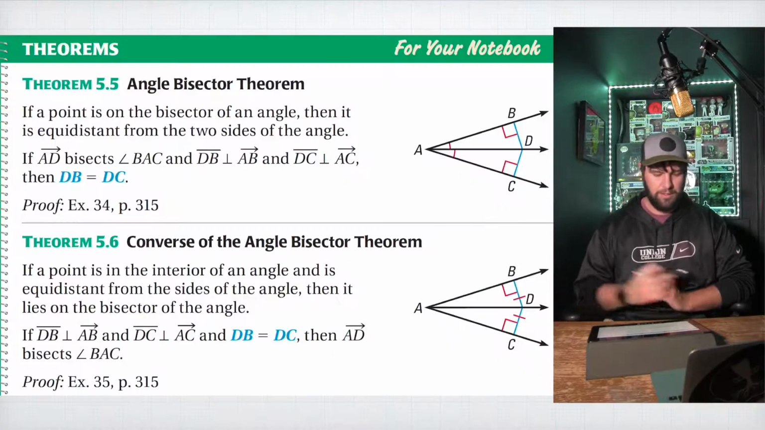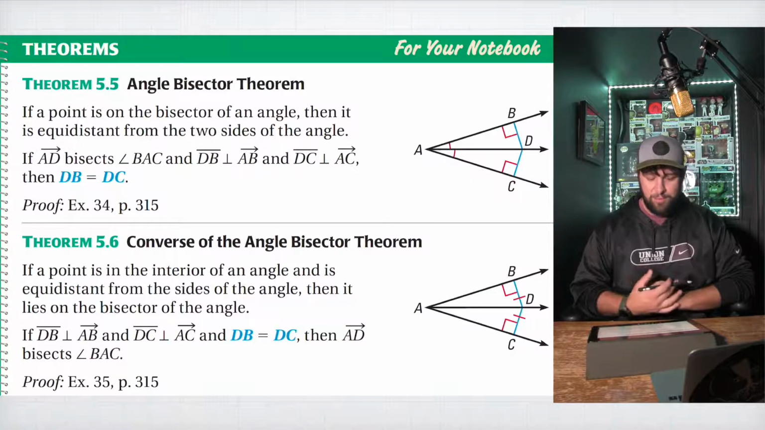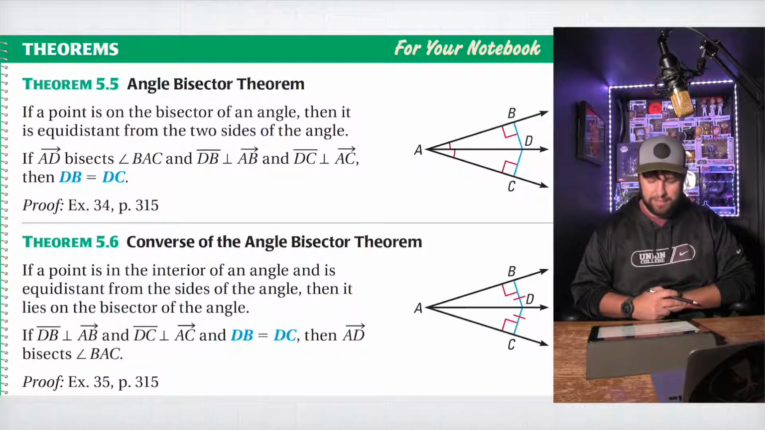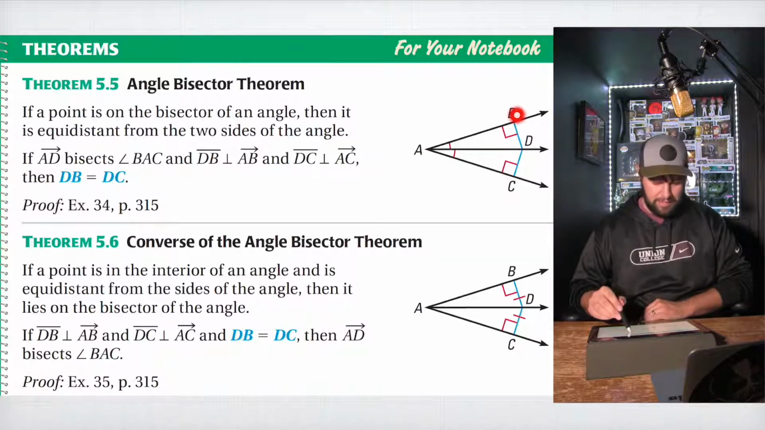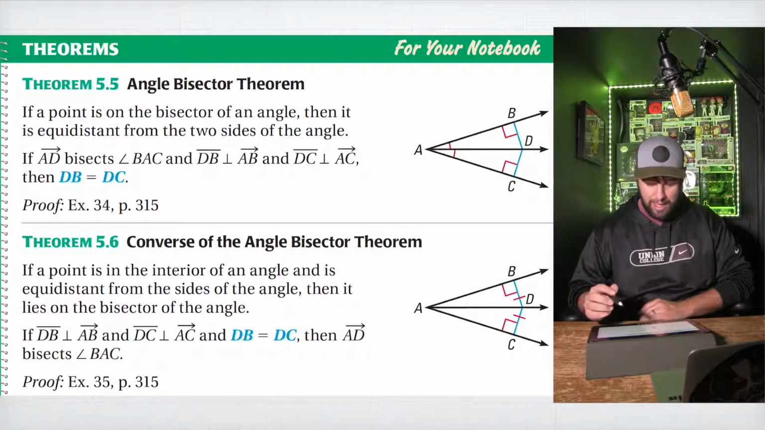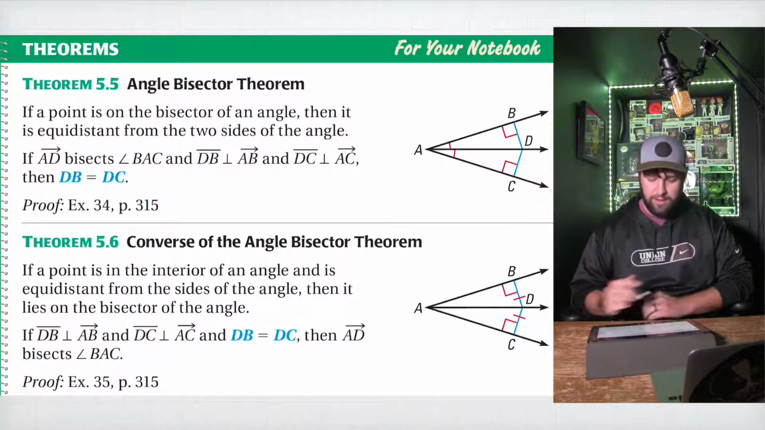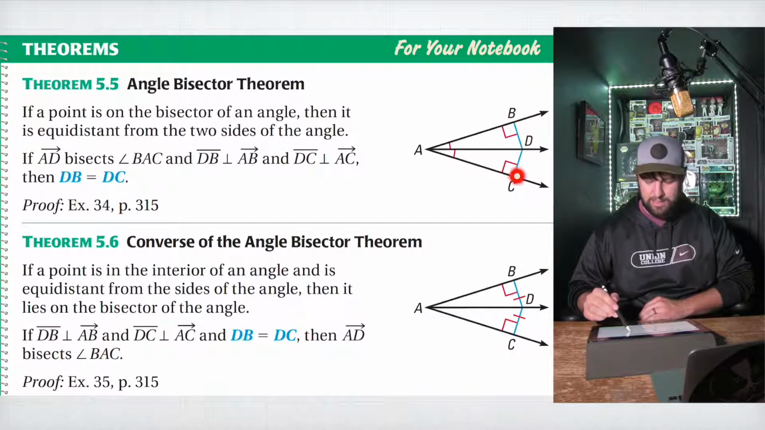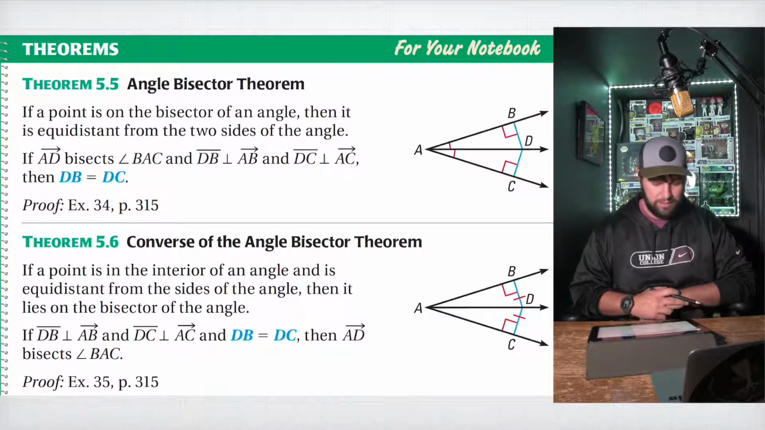Let's keep going. So our two theorems for the day, theorem 5.5 and theorem 5.6. Theorem 5.5 says, angle bisector theorem: if a point is on a bisector of an angle, then it is equidistant from the two sides of the angle. If AD bisects angle BAC and DB is perpendicular to AB and DC is perpendicular to AC, then DB equals DC. Those two lines will be equidistant.